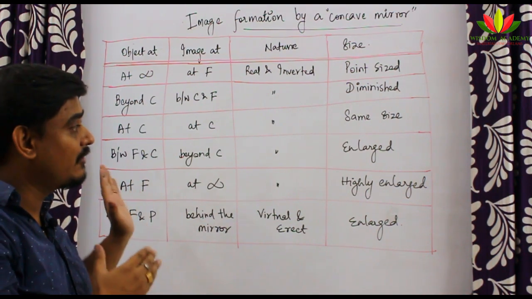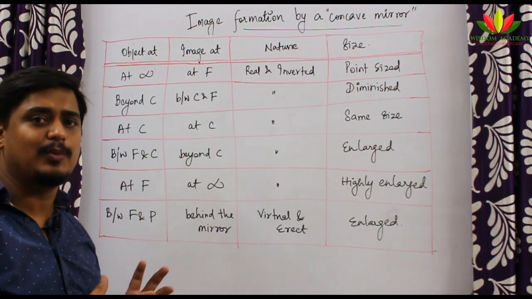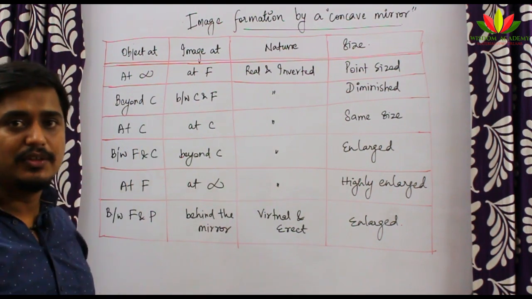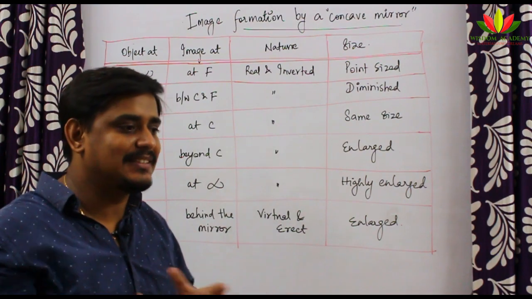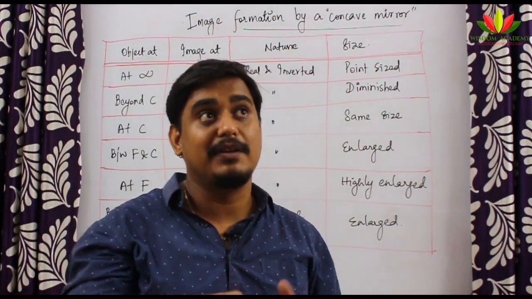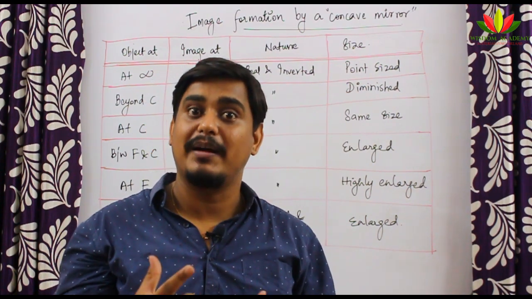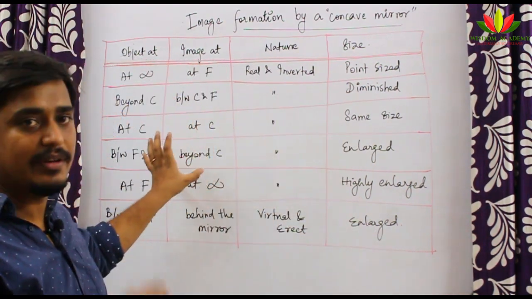Please make this kind of table, and if you have understood the concept, within 3 to 4 classes this will fit in your head. So whenever I say object is placed beyond C, you must say image between C and F, diminished, real, inverted. That should come to your mind automatically. So this table will help you in remembering that.